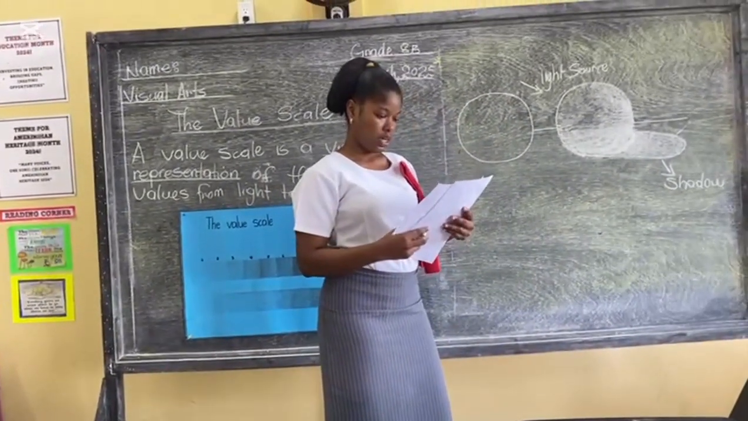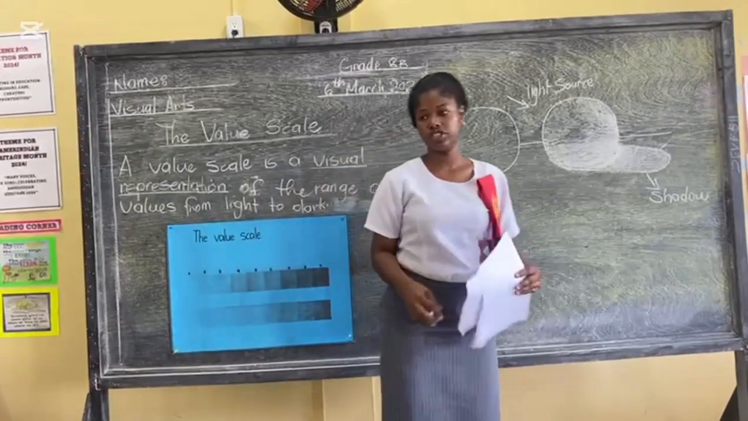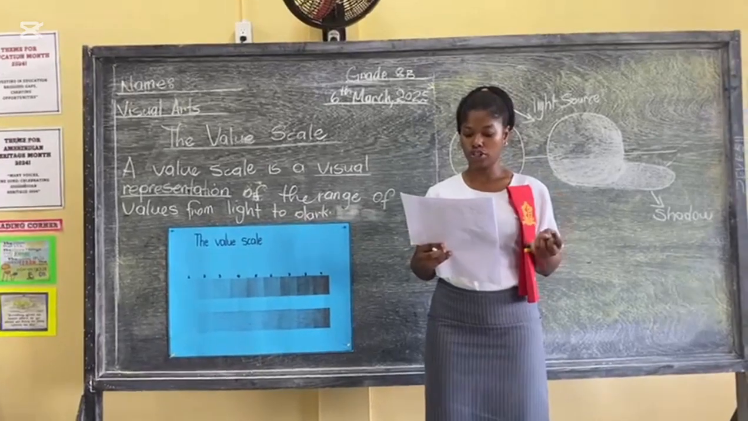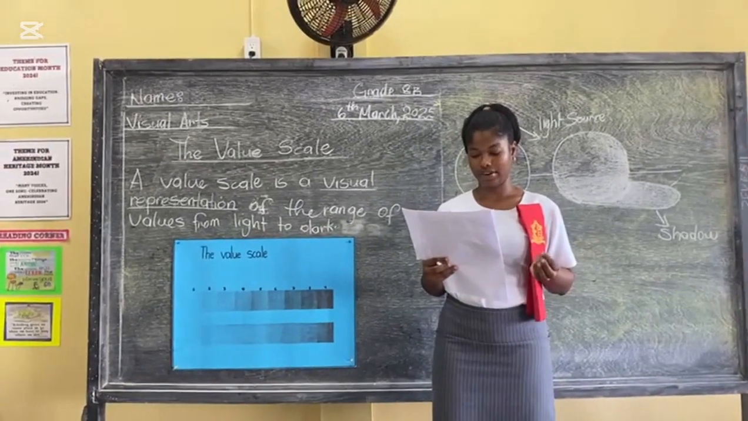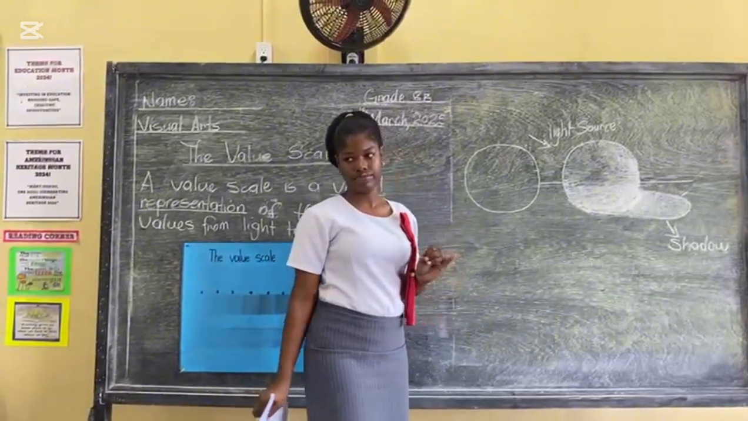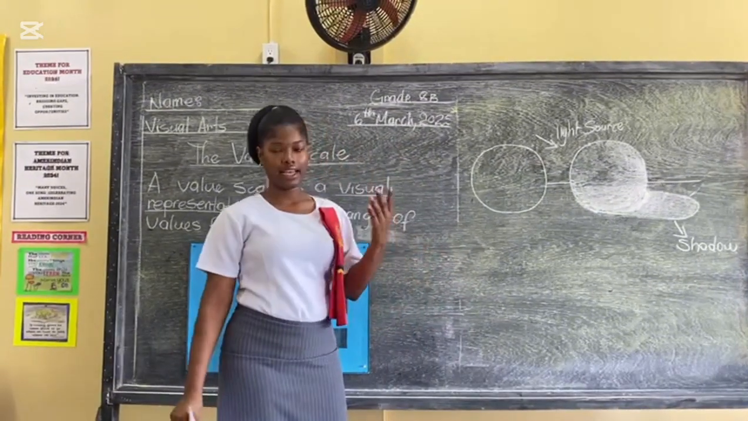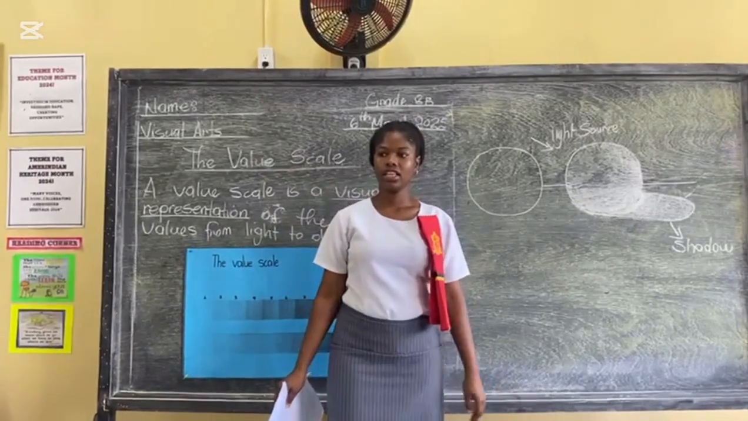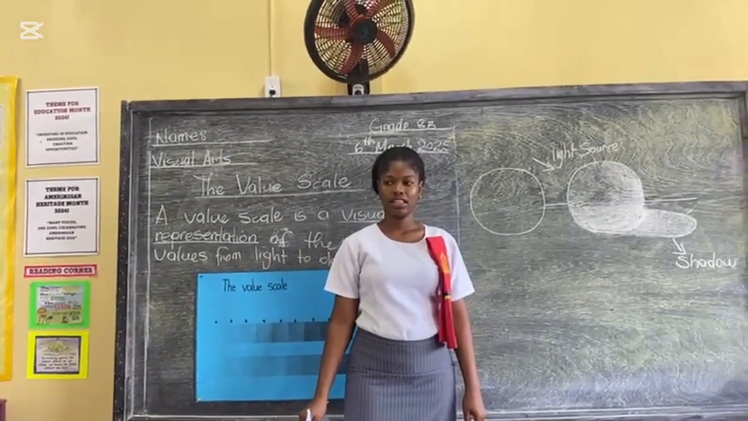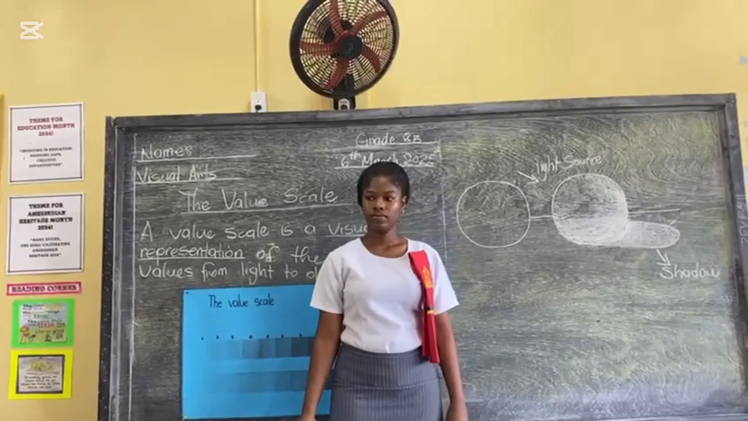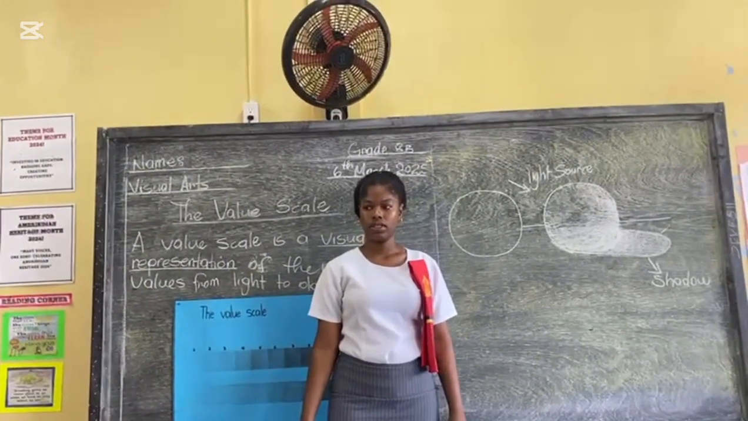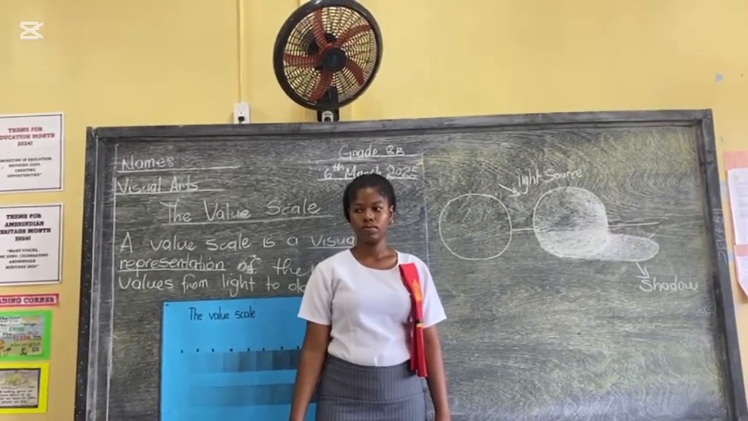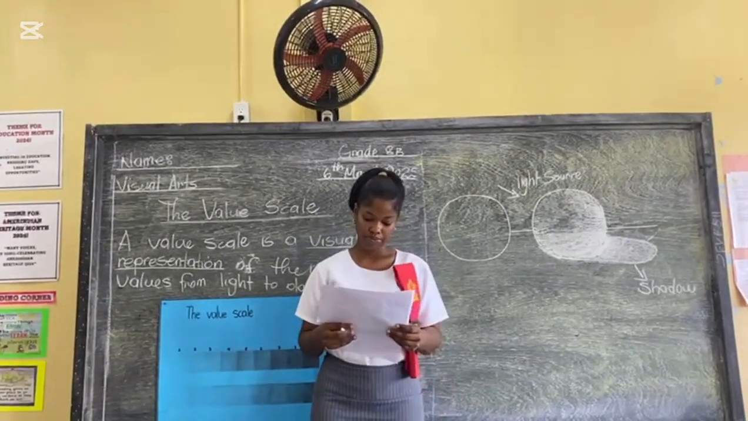Now, I have a few questions for you. How would you describe the lightest and darkest area in a drawing? The lightest and darkest area, as you said, depends on the light and where it's coming from. The lightest area would be where the light is directly contacting, whereas the darkest area would be the shadow effect it creates. Thank you.